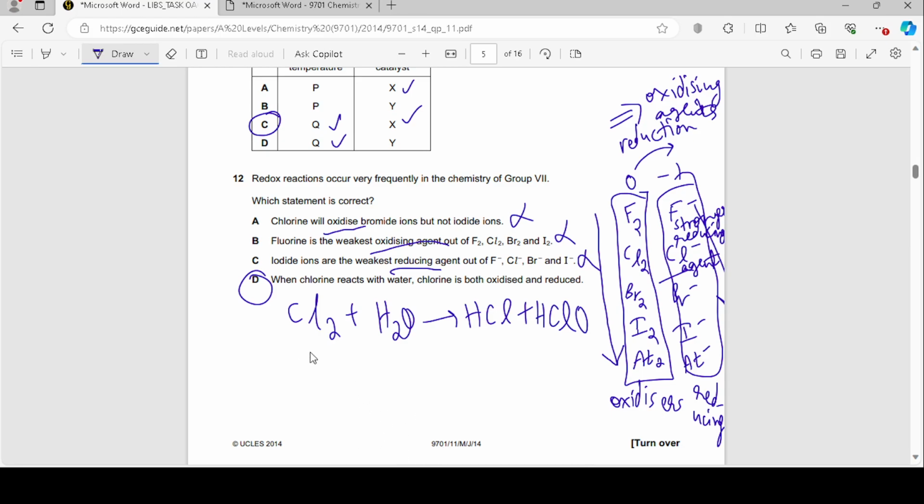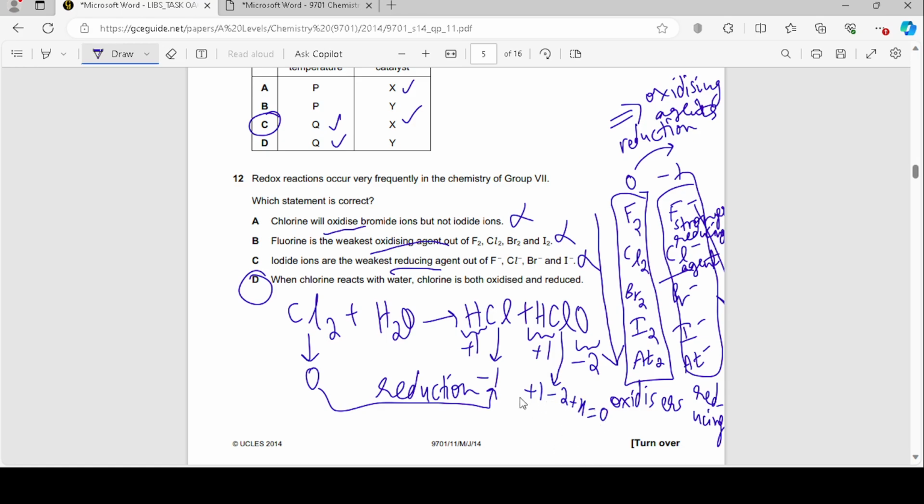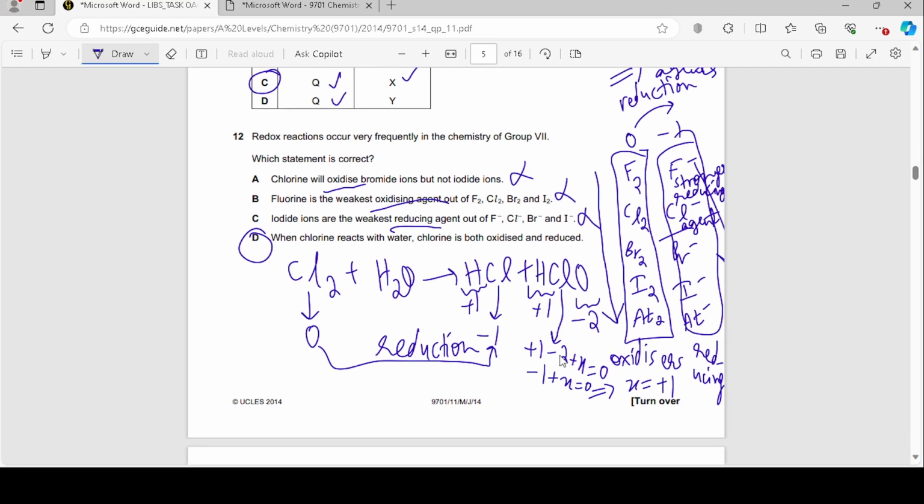If you think about it, would this be a disproportionation reaction, with chlorine being simultaneously oxidized and reduced? Well, this is zero. And in HCl, hydrogen usually has a fixed oxidation state of +1. So if this is +1, since HCl overall has an oxidation state of 0, chlorine must be -1. So this is 0 to -1. That is reduction of the chlorine. Then in HClO, hydrogen usually has a fixed oxidation state of +1, whereas oxygen usually has -2. Let me say chlorine is X, so +1 - 2 + X equals 0, because HClO overall has 0 oxidation state. So -1 plus X equals 0, which implies X equals +1. So chlorine here is +1.